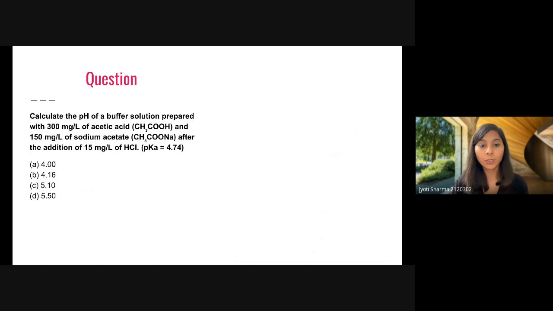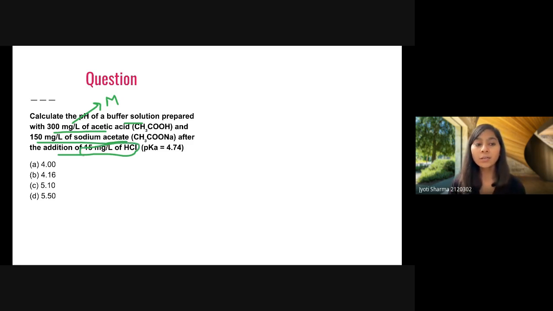Now coming to the next question. The next question is also on pH. I think we can skip. Yes, but here I put that question because it is a little different from the last question, because here we prepared the buffer solution with 300 mg per liter of acetic acid, so the concentration of that acetic acid is given, and then 150 mg per liter of sodium acetate. After that, we added 50 mg per liter of HCl.